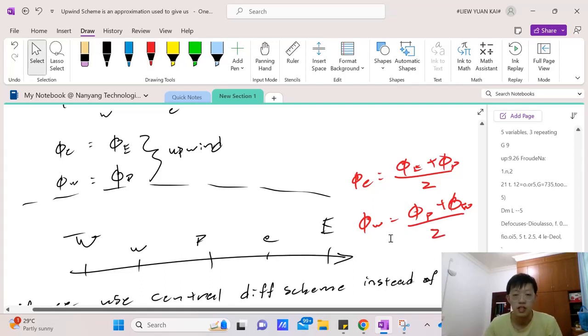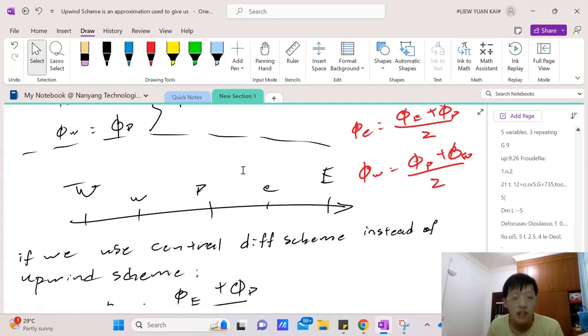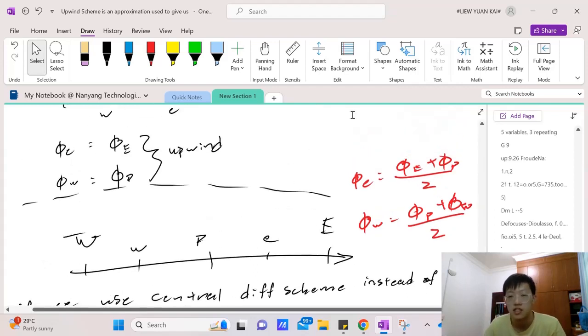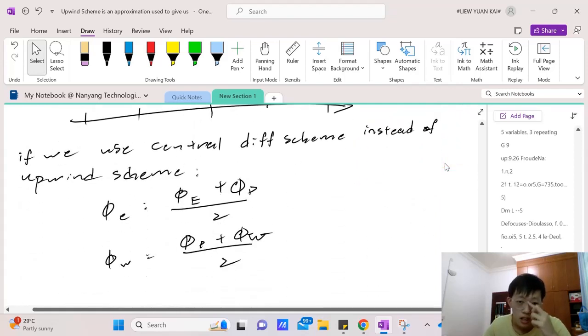Yeah, if we use the central differencing scheme instead of the upwind scheme, we don't think about the concentrations being pushed onto the neighboring values. What we would do is treat phi e and phi w as central values, and to approximate phi e and phi w, we take the average of the neighbors, right? We just sum up the neighbors and divide by 2. That's the average of the two neighboring values.